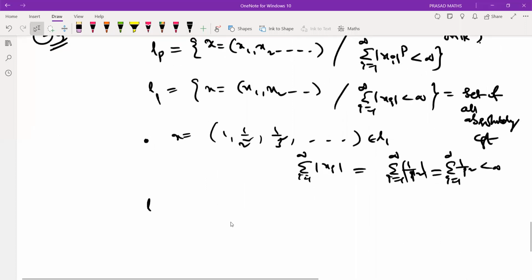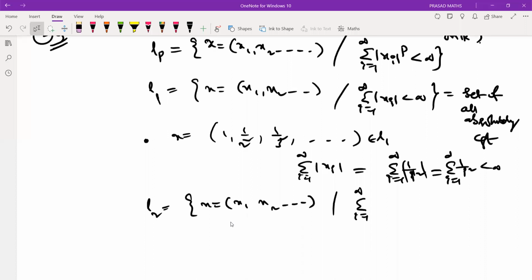Similarly, you can extend this idea for p equals to 2. So it is the set of all square summable sequences. Can you give an element? Yes, I can give an element. What is that? I can take something like 1 by n.